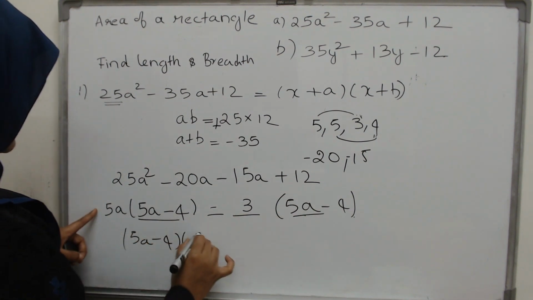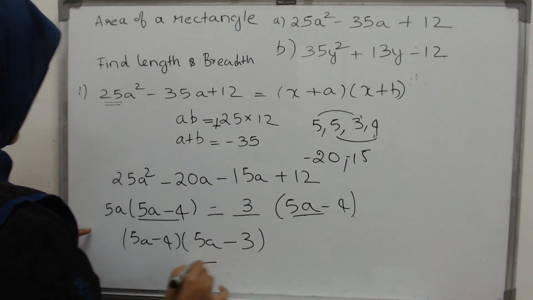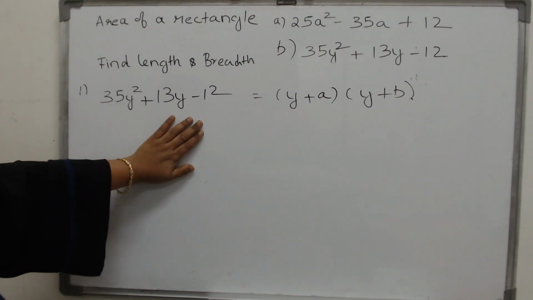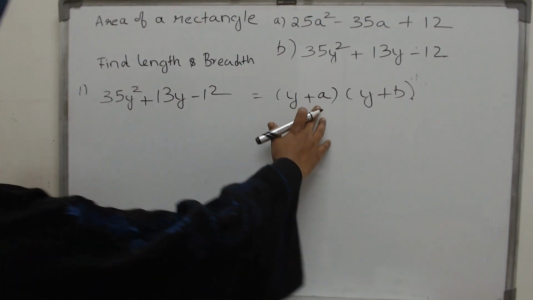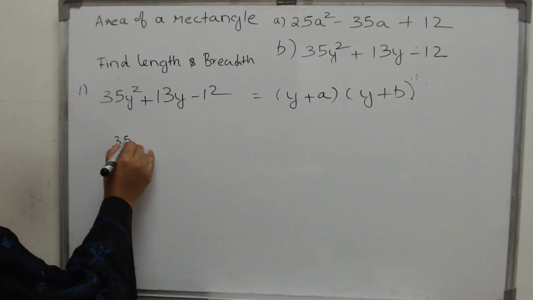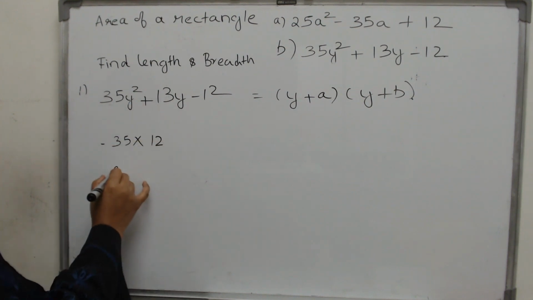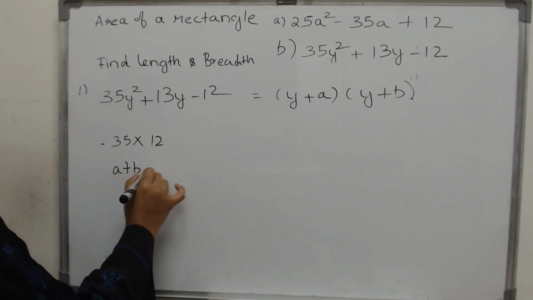Then what is left here? 5a. What sign? Minus. What number? 3. Now what are we looking for here? We are looking for two numbers a and b, which when multiplied will give you 35 into 12, and when added will give you plus 13.